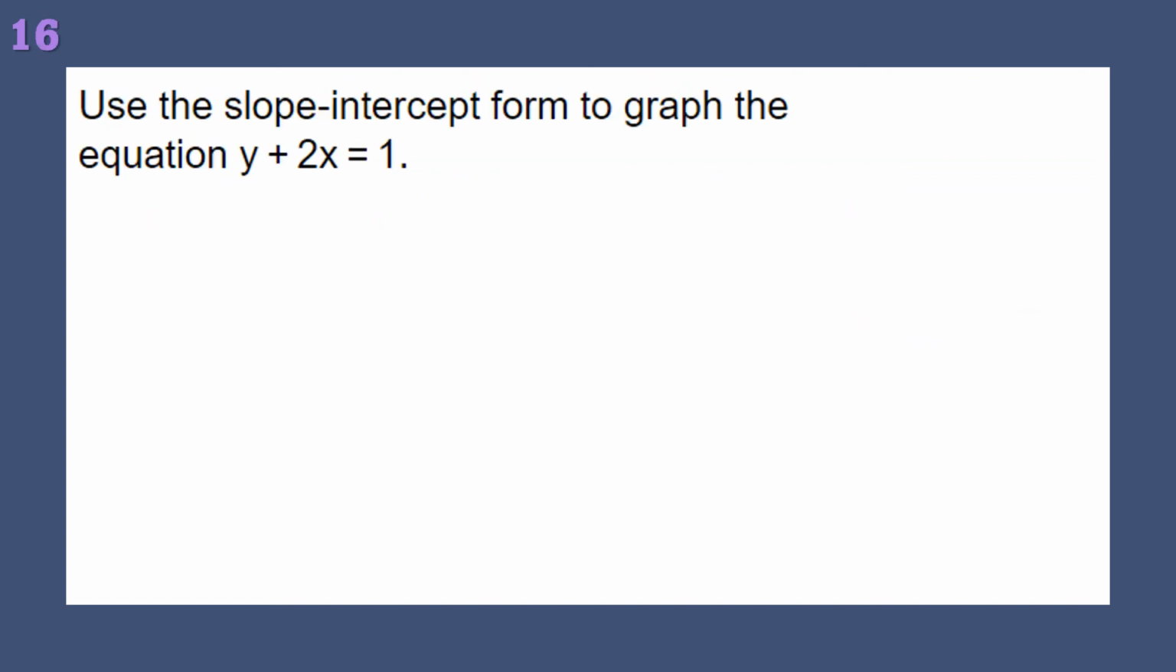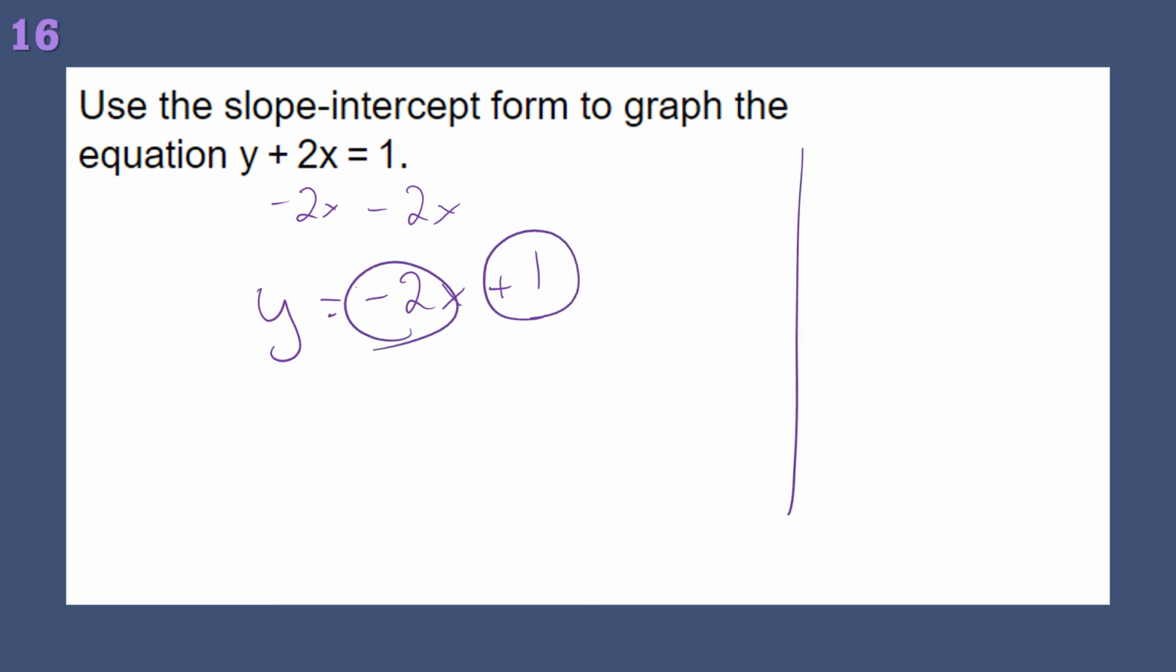Use the slope-intercept form to graph the equation. It's not in slope-intercept form, so the first thing I'm going to do is subtract 2x from both sides. And I get y equals negative 2x plus 1. My slope is negative 2. My y-intercept is 1. So I'm going to start by graphing my y-intercept. I'm going to go to 1.